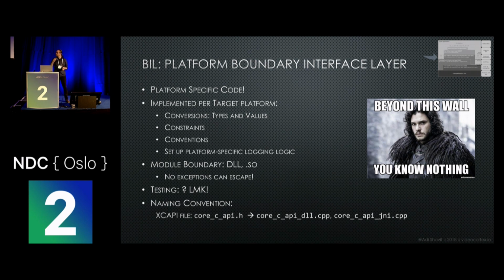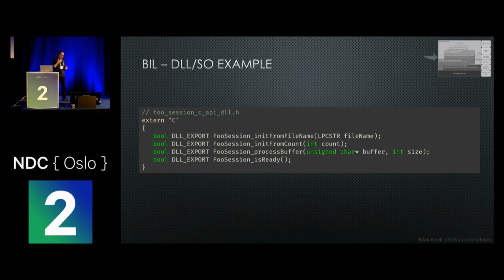The naming convention I use for my files is just like this layer, they're platform specific. So I might have something called Core C API DLL or Core C API JNI, or maybe C#, or anything else. And let's continue the example that we've seen before. In this example, we're going to create a Windows DLL, for example.